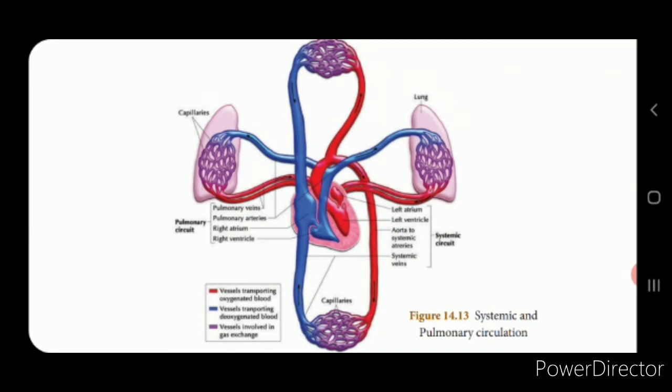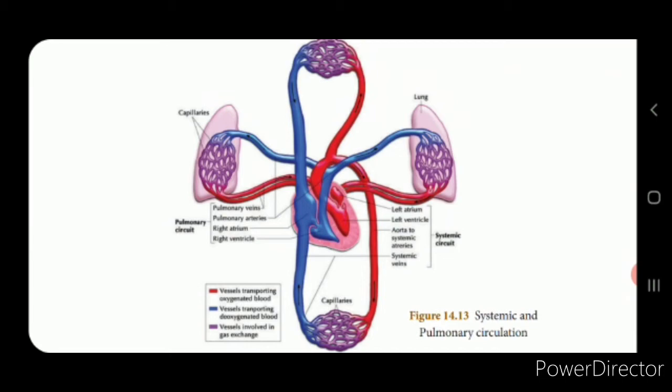So here we have the types of circulation, that is systemic circulation, pulmonary circulation and coronary circulation. Now look into the picture, children. Here you have two types, isn't it? Pulmonary circuit and the systemic circuit. Now on your right hand side, can you see the systemic circuit? On your left hand side you can see the pulmonary circuit.